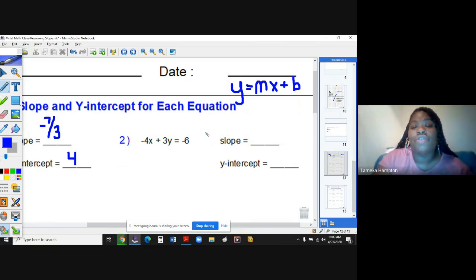So what we want to do is identify our slope and our y-intercept, but the first problem is I can't see my cursor. The second problem is that this negative 4x plus 3y equals negative 6 is not in this y equals mx plus b format. So we have to move some things around to make that happen. Okay, so do you remember what it is that we would have to move around?